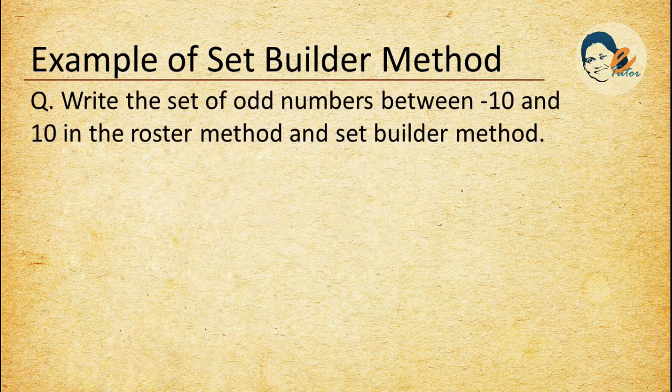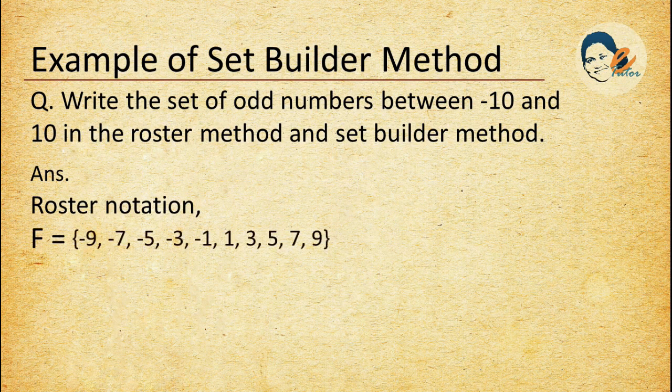Write the set of odd numbers between -10 and 10 in roster method and in set builder method. Now the roster method, if our set is capital F, then it will look like this: -9, -7, -5, -3, -1, 1, 3, 5, 7 and 9. Okay, so these all are odd numbers.